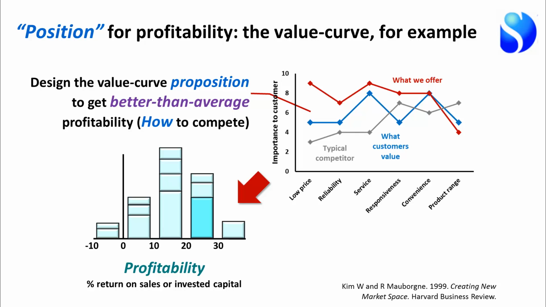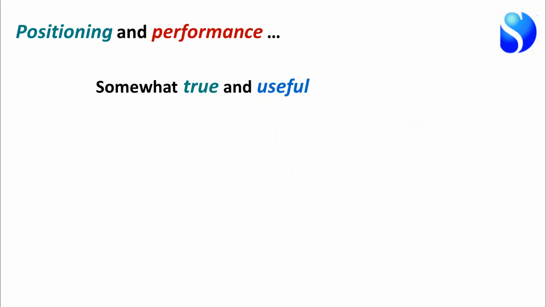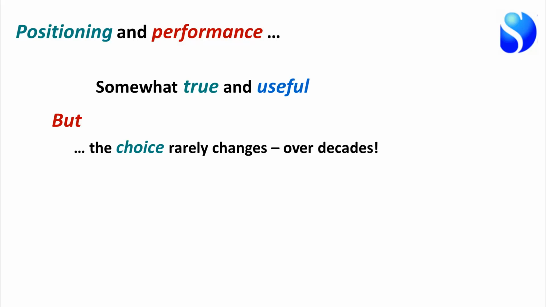And there are various sources for this, but Kim and Mauborgne in 1999 crystallized this idea in their article in Harvard Business Review, Creating New Market Space. Once again, somewhat true and somewhat useful, but as with the industry positioning choice, this choice very rarely changes either. It very rarely changes even over decades.